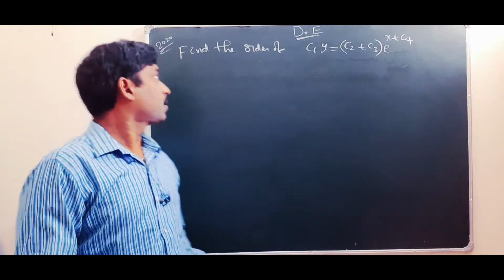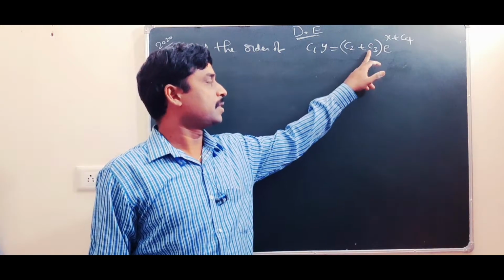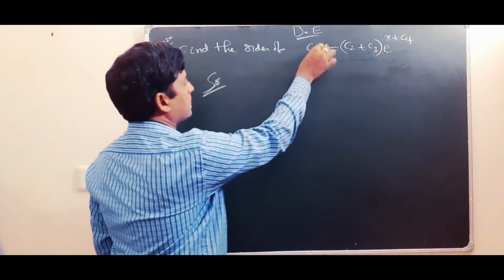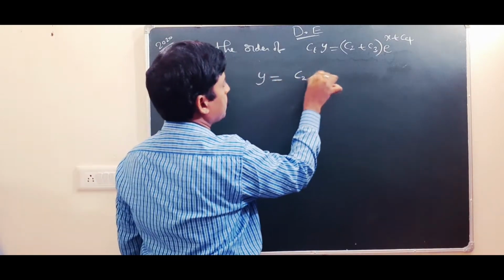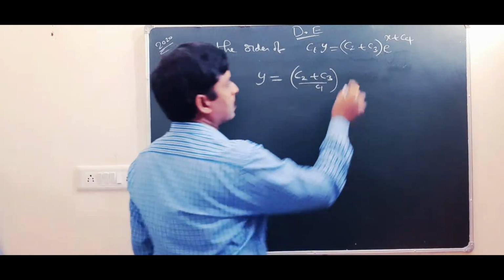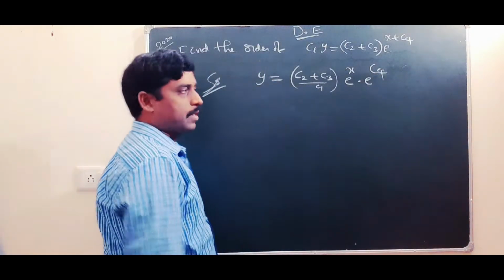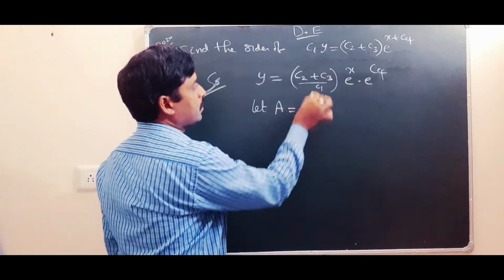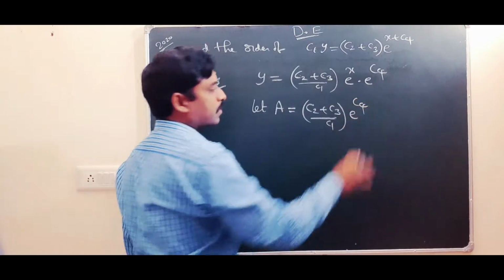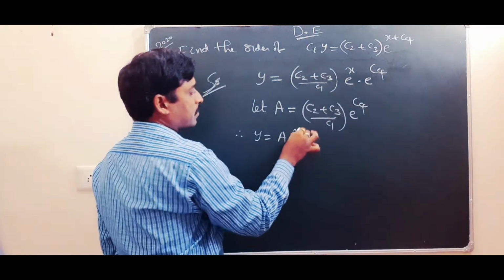Now let me explain question number 1 from 2020. Find the order of c1 y equal to c2 plus c3 into e to the power x plus c4. Here y is equal to c2 plus c3 by c1 into e to the power x plus c4. It can be written as e to the power x into e to the power c4. Let us take a is equal to c2 plus c3 by c1 into e to the power c4. Therefore y is equal to a into e to the power x.